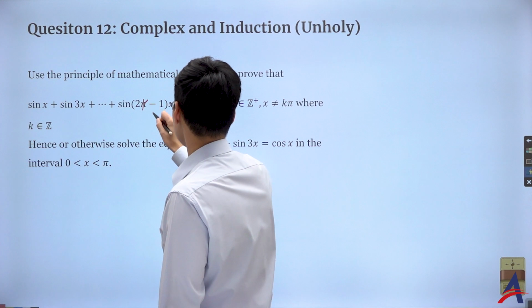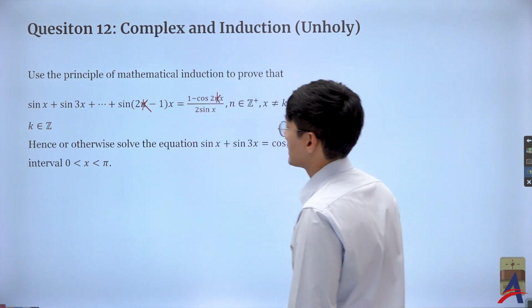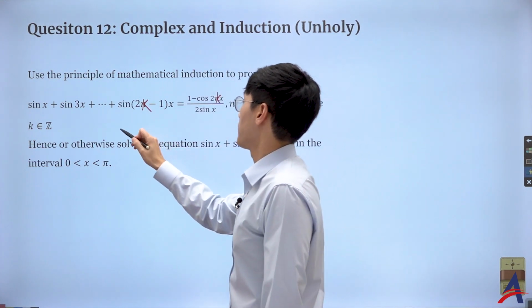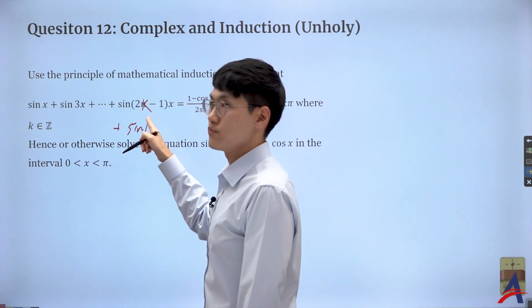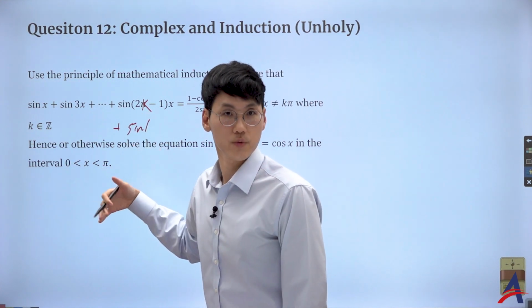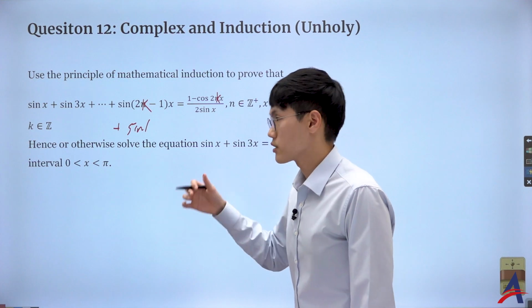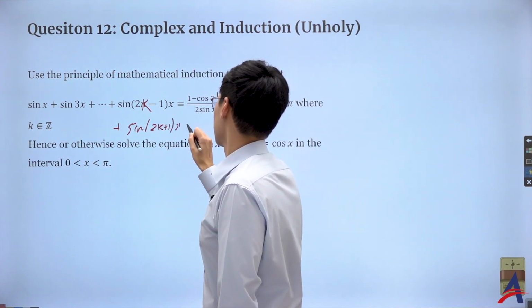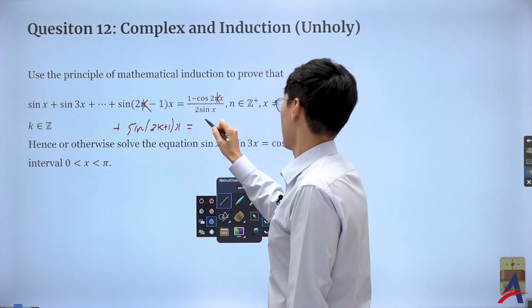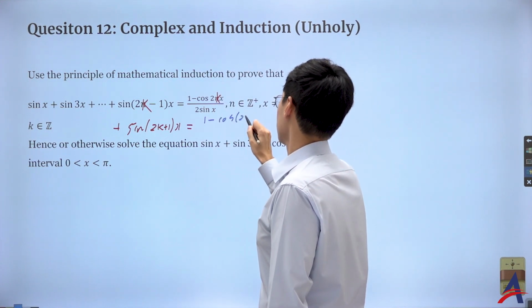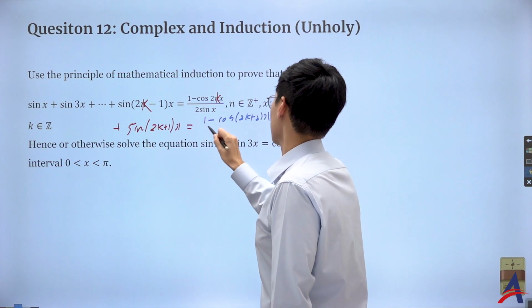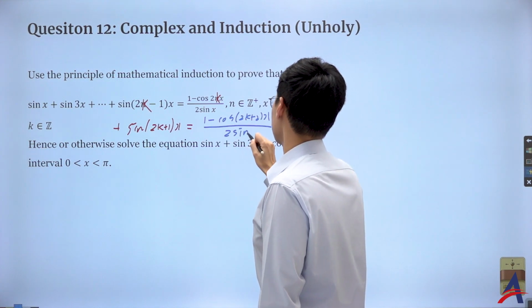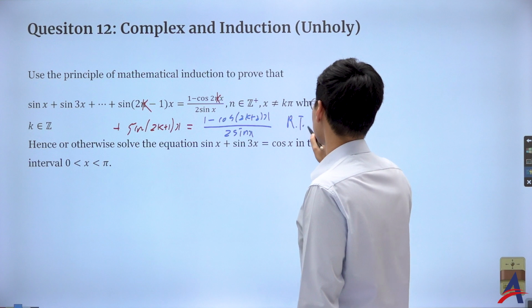So I'm going to just replace the n with the k. And then my job is to show that up to what sign. Be careful: if you replace with k plus 1, it's a multiple of 2, so you have to keep the linearity. So it's going to be 2k plus 1 x is the same as what? 1 minus cosine (2k plus 2)x over 2 sine x. So that's my result to prove. That's my answer. I want to get there.